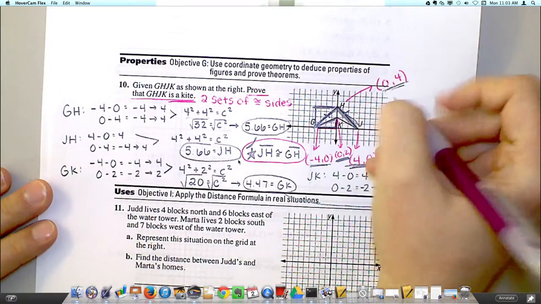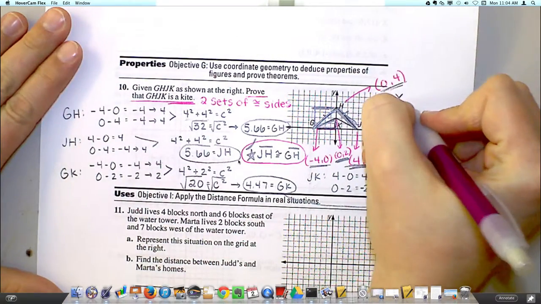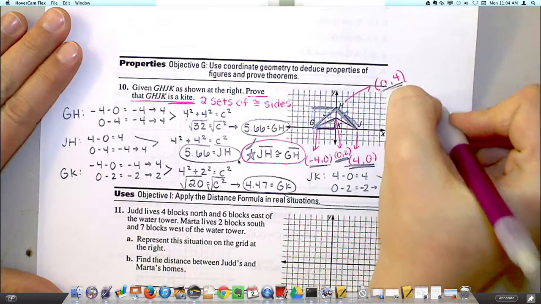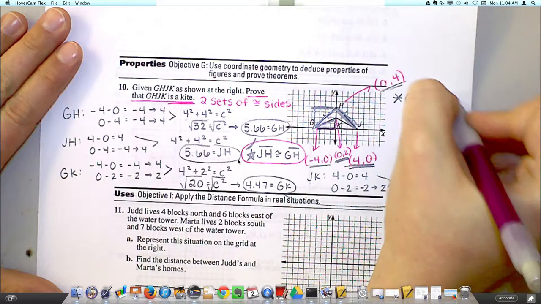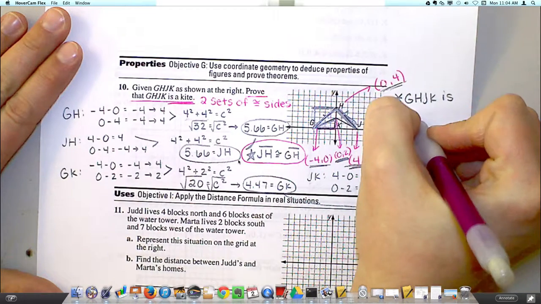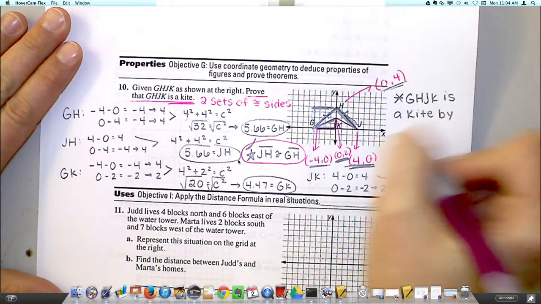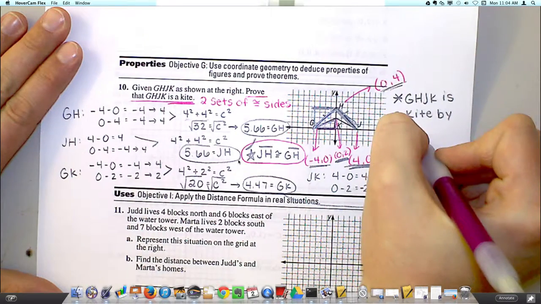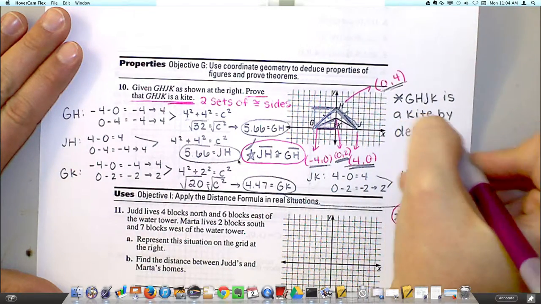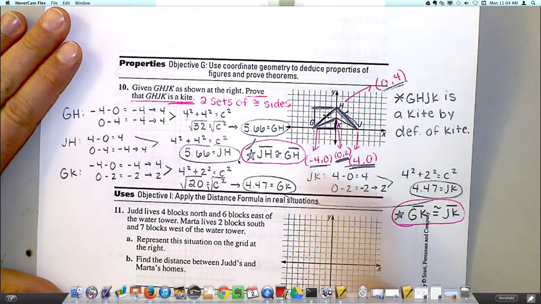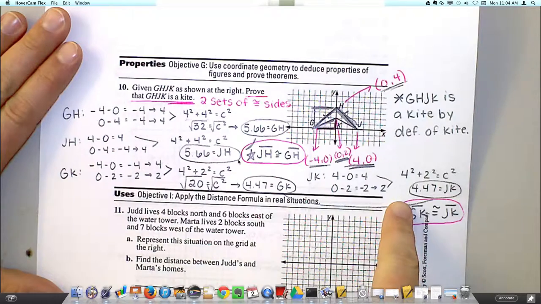So then I could say, this would be sort of my conclusion statement over here, GHJK is a kite by definition of kite. Okay, and that's what these two things gave you, is that definition of kite.